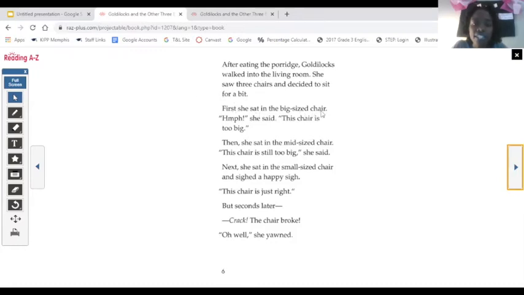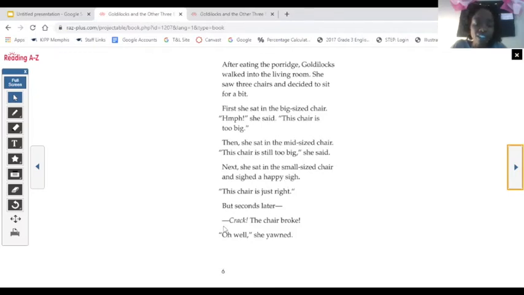First, she sat in the big size chair. Hump, she said. The chair is too what? Big. Awesome job. Then she sat in the mid-sized chair. This chair is still too big, she said. Next, she sat in a small-sized chair and sighed a happy sigh. Sigh means like a point of relief, like you just felt relieved. This chair is just right.